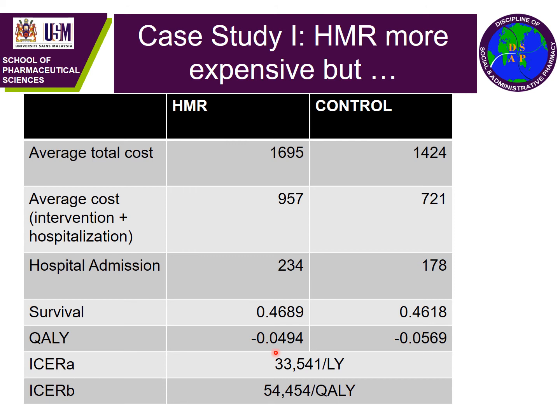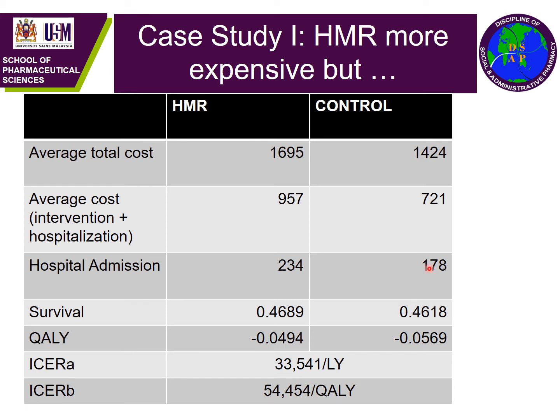of 0.0494 compared to 0.0569 in the control group. With this, they can actually calculate the incremental cost effectiveness ratio, the additional cost to give the extra benefit compared to the other alternative. So here, what they found is that they need to pay $30,541 per additional life year compared to those in the control group.